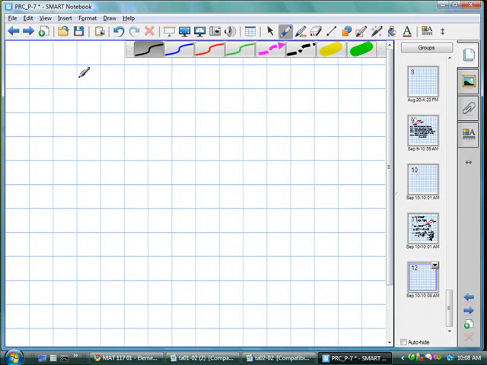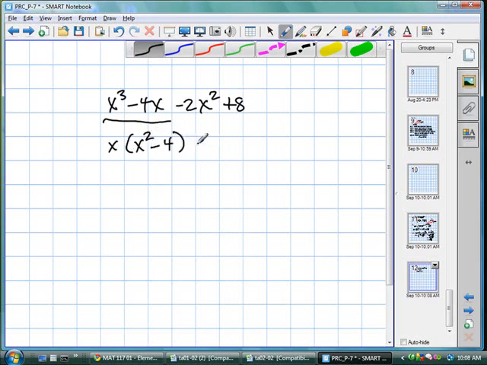Here's what we had for a problem: x cubed minus 4x squared, minus 4x minus 2x squared plus 8. Well, you could have used divide and conquer to get started here. You could have taken an x out of the first part, and a minus 2 out of the second part.